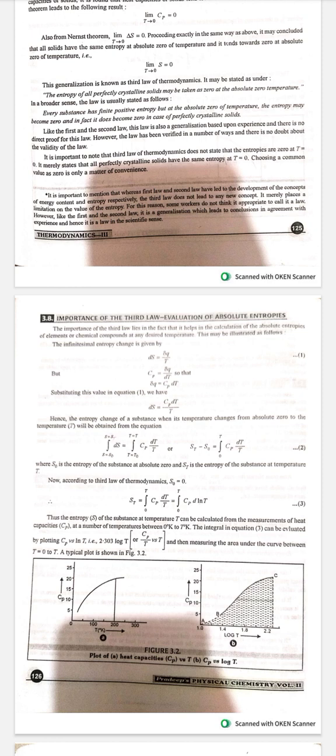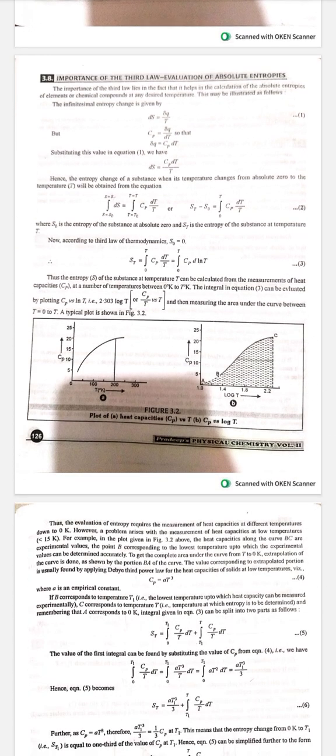It is important to note that the third law of thermodynamics does not state that the entropy is zero at T equal to zero. It merely states that all perfectly crystalline solids have the same entropy at T equal to zero, thus choosing a common value of zero. Importance of the law: evaluation of absolute properties. The importance of the third law lies in the fact that it helps in the calculation of absolute entropies of elements or chemical compounds at the desired temperature.